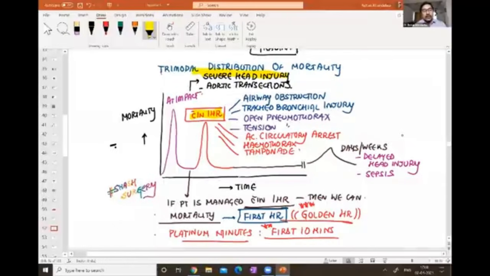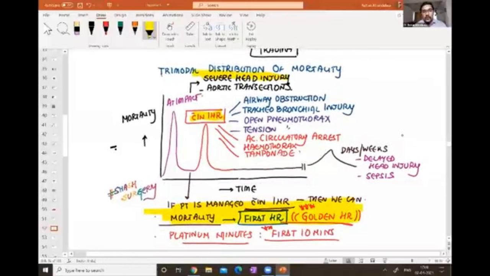Can you tell me what is the golden period for a wound? There are two separate questions. The golden hour is the first hour following trauma. But can you tell me what is the golden period for a wound? Can you answer that in the chat box, please? 6 hours. Excellent. 6 hours is the correct answer. The third spike of mortality is due to delayed head injury and sepsis.